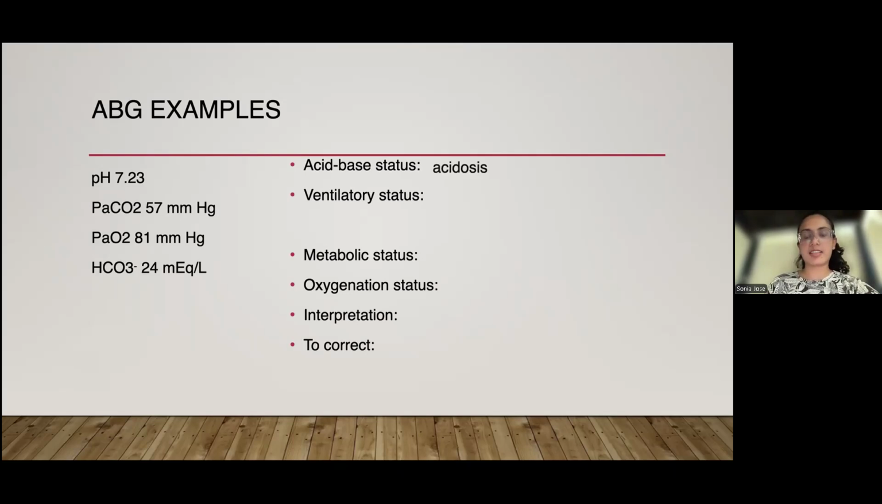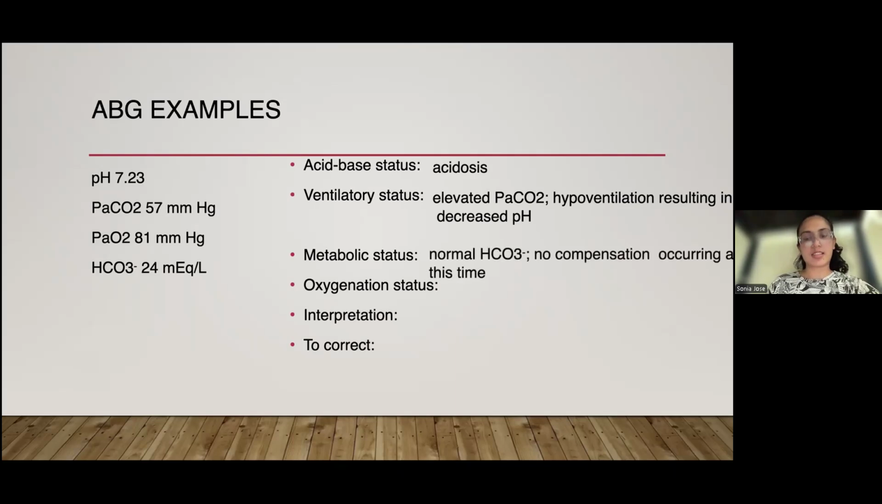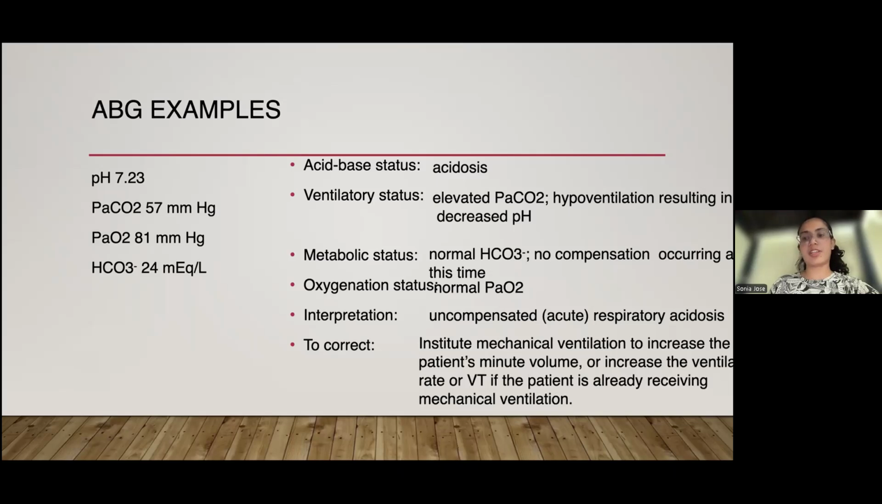So acid-base status, it is acidosis. Ventilatory status, it means elevated PaCO2, that is the patient is hypoventilating, which is causing the decreased pH. Metabolic status is normal, so no compensation is happening. Oxygenation status is normal PaO2. Interpretation: it is uncompensated or acute respiratory acidosis. So what do we do to correct respiratory acidosis? We can increase the patient's minute ventilation by increasing respiratory rate or tidal volume if the patient is already on mechanical ventilation.